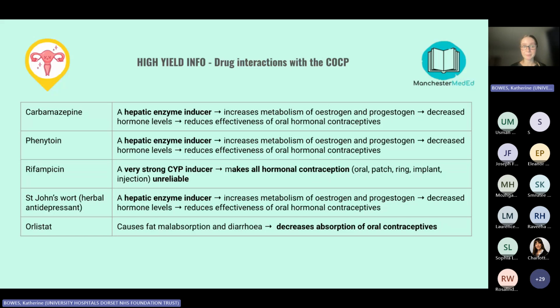You've got rifampicin as well. St. John's wort we've talked about. They've got orlistat as well. I hadn't heard of this while I was making the slides, but it can decrease the absorption of the contraceptive, which I thought was quite interesting. Probably a little bit less likely to come up, but there you go.